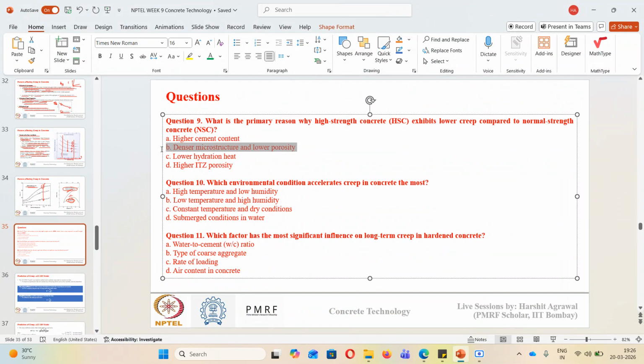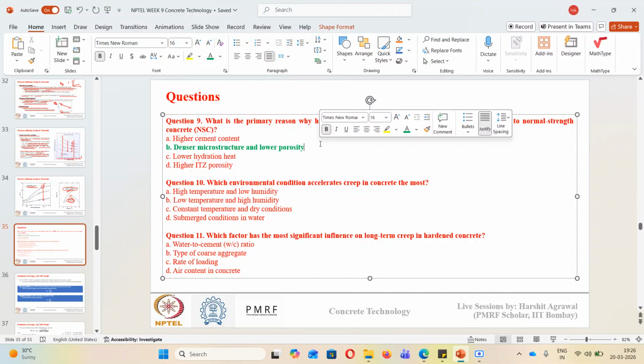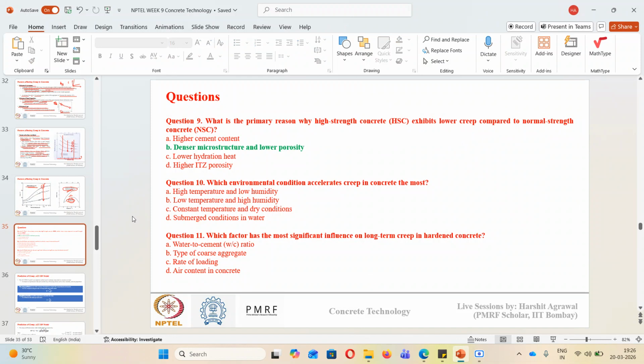Yes, the correct answer is B. In high strength concrete, we have a denser cement matrix, we have lower porosity at the ITZ, and we have a stronger paste aggregate bond. So all these factors reduce the creep in concrete. Under sustained loading, there will be less deformation in concrete because of the denser microstructure.